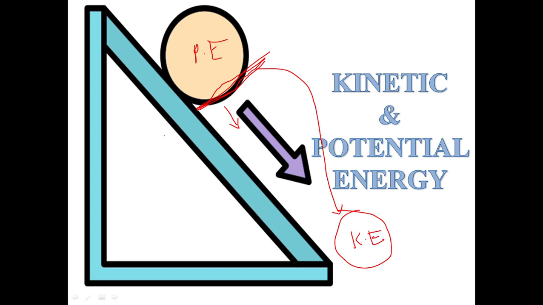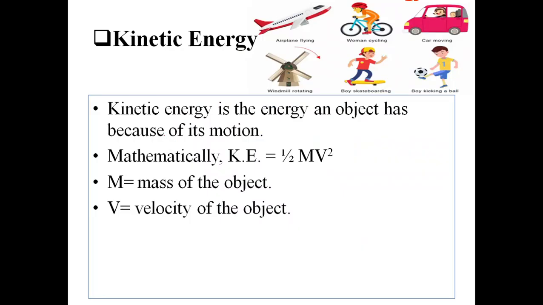Okay. So now we will study what is kinetic energy and what is potential energy. Kinetic energy is the energy an object has because of its motion. If any object is in motion, it possesses some energy which is known as kinetic energy. See in this picture, these are some objects. This is a flying aeroplane. The aeroplane possesses kinetic energy.